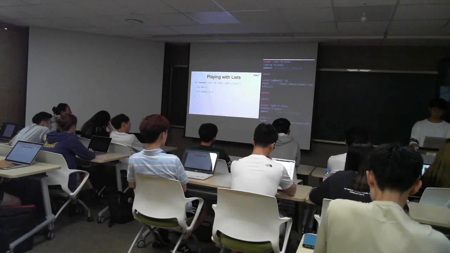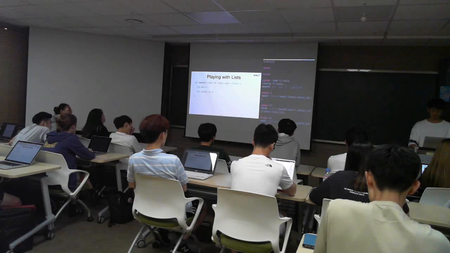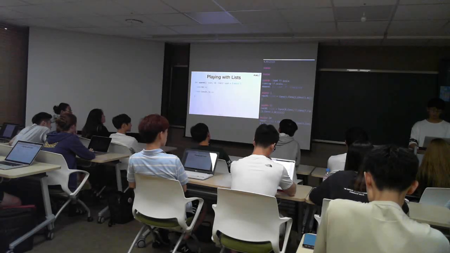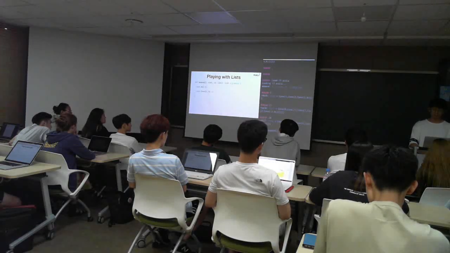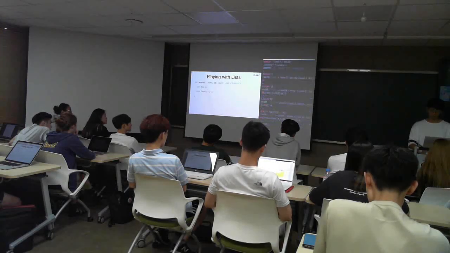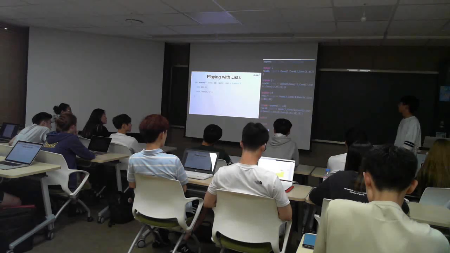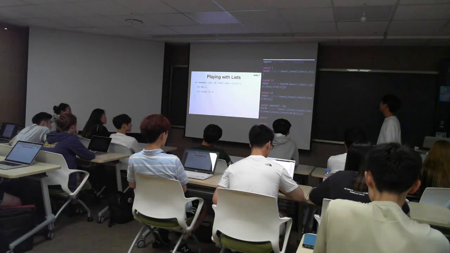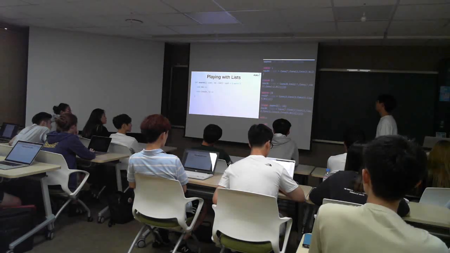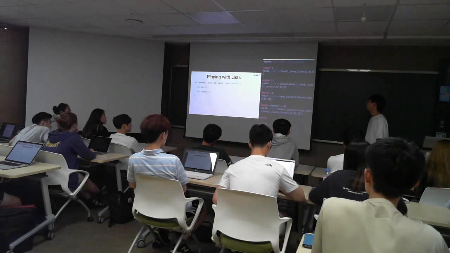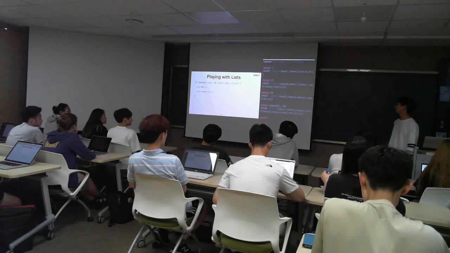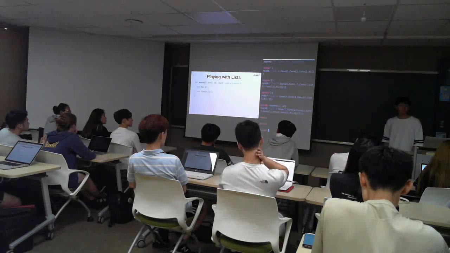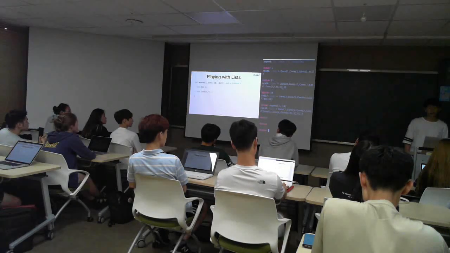Remember, L is this one and L0 is this one. So let's concatenate L and L0. We will append L0 at the back of L. L was 1, 2, and 3. L0 is 2, 3, 4, and 5. So append L, L0 will return 1, 2, 3, 2, 3, 4, 5. So we can check that our append function works well.